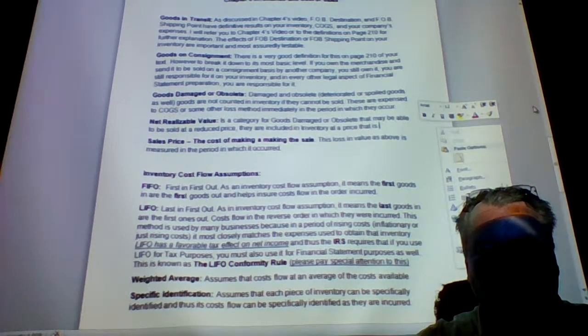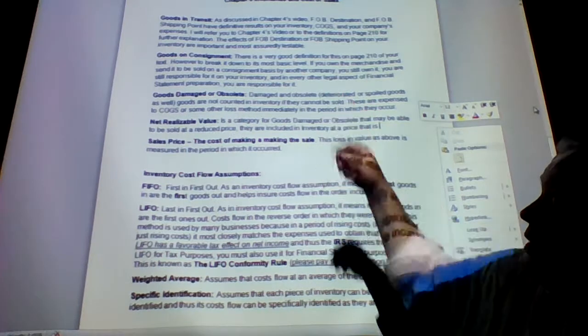What we're going to discuss today are some of the new concepts and new ideas that we're going to cover in Chapter 5. So we're going to start off with definitions, and then we will go to problems that we're going to work. Chapter 5 specifically covers inventory costing and other issues.